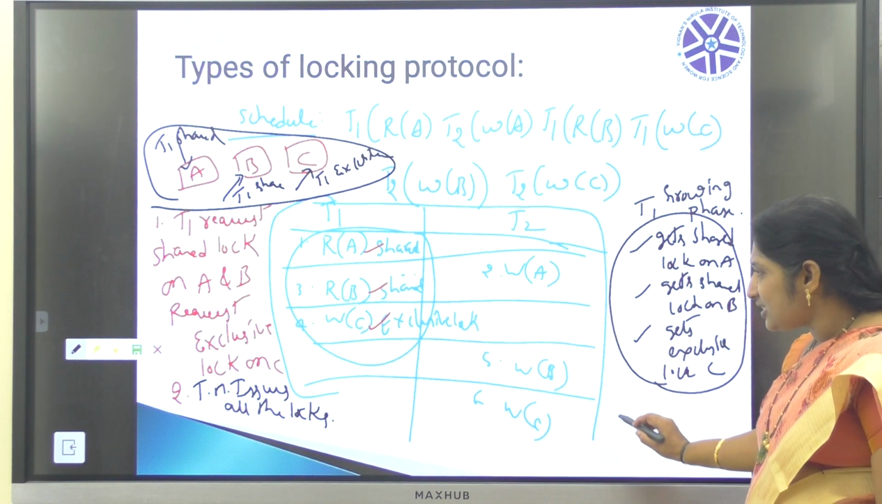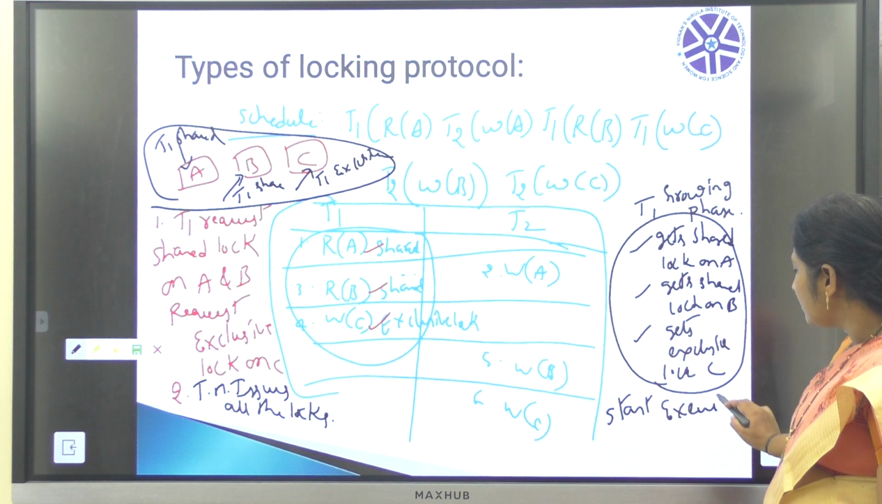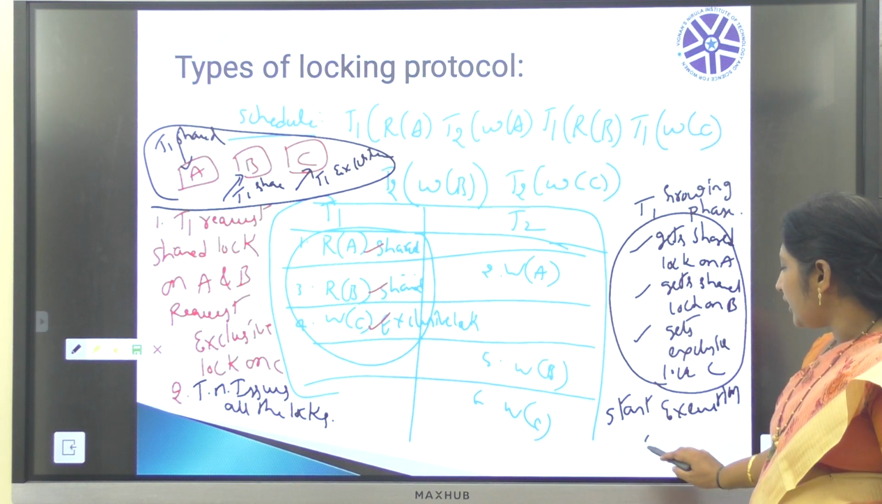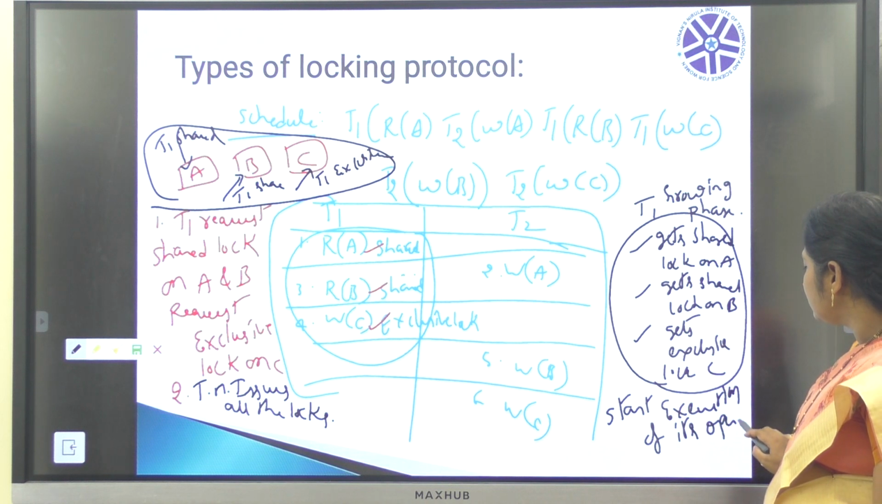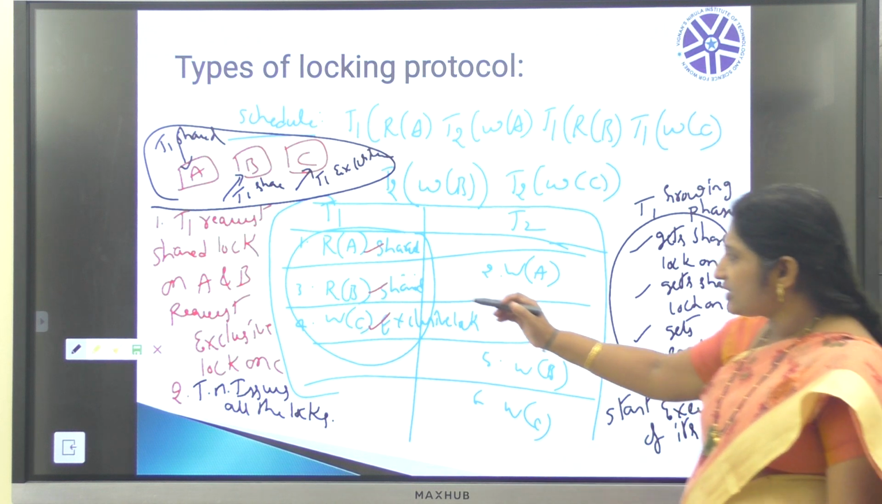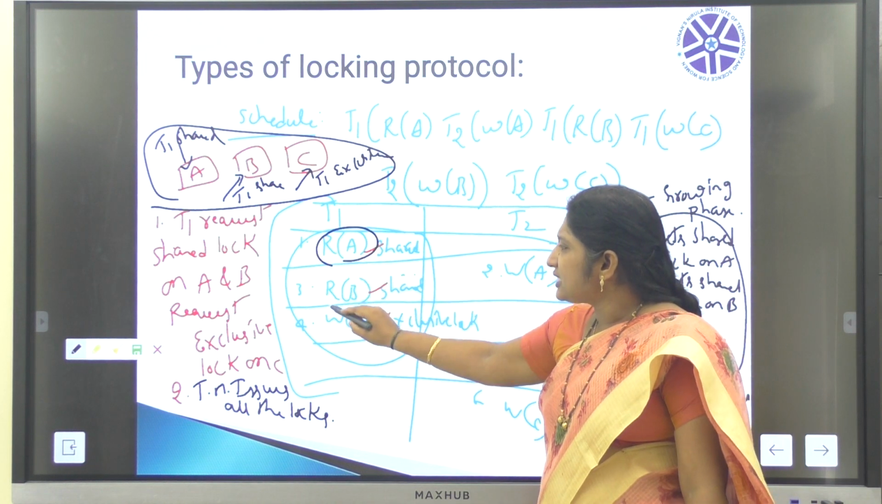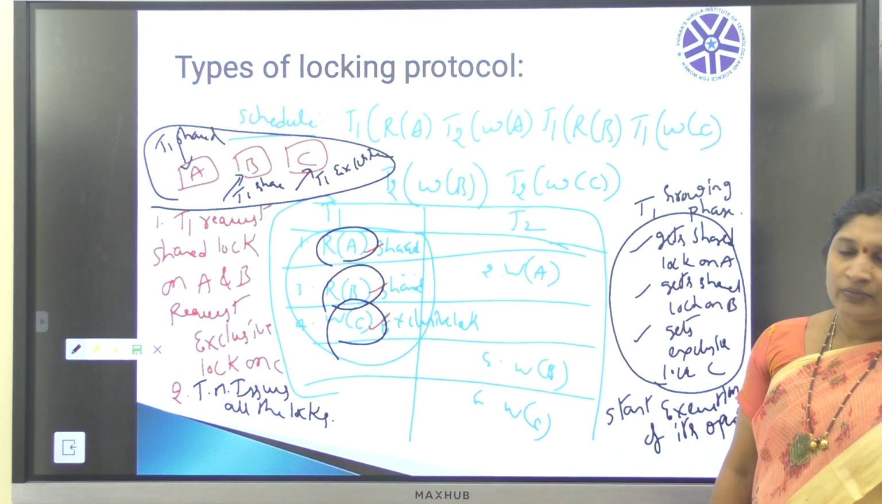Next, what is the next phase? Next step is start execution of its operations. It starts its execution. It starts R of A, it starts R of B, it starts W of C.